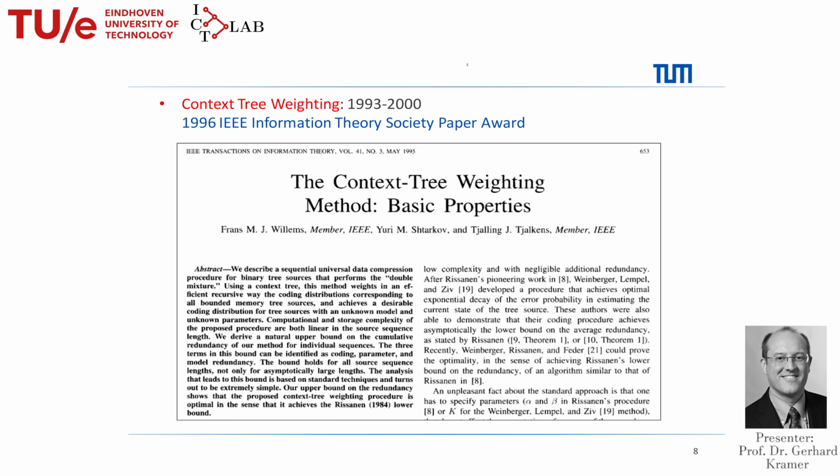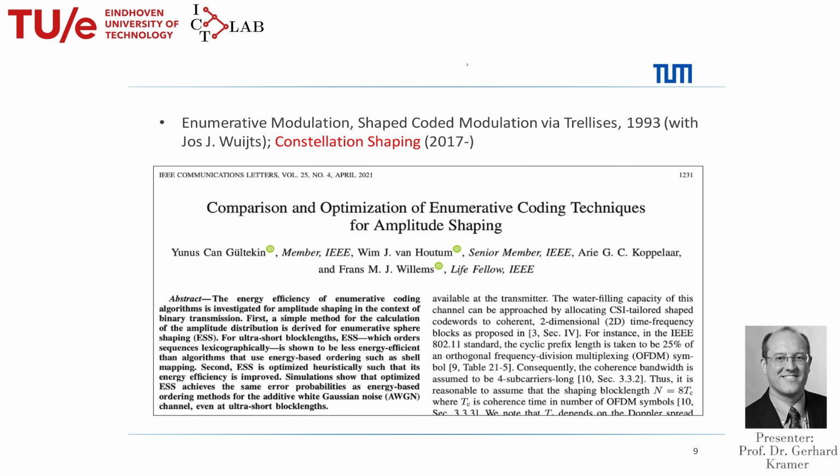It was already mentioned, context tree weighting. So this was the Information Theory Society paper award that was already mentioned. I think Yiannis Kontoyiannis will probably speak in more depth about this, since that's one of his topics. He also worked on, as was mentioned, shaping.